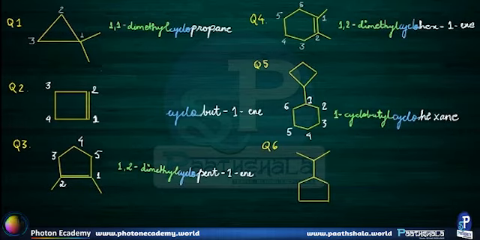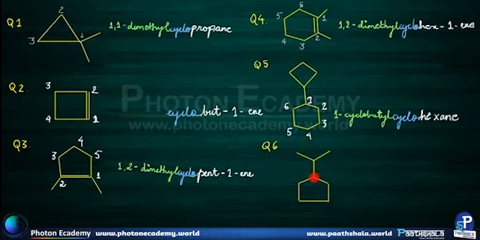In question number 6, this is our correct main chain, and numbering will start from this carbon atom because of the lowest locant rule. So the numbering will be done in the following way.